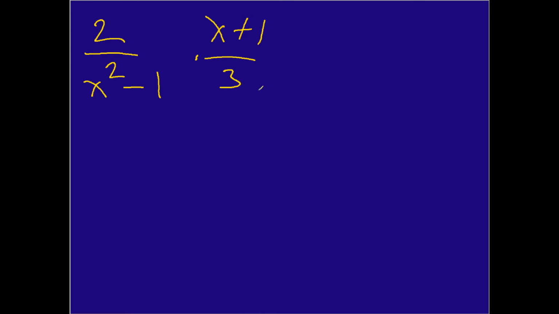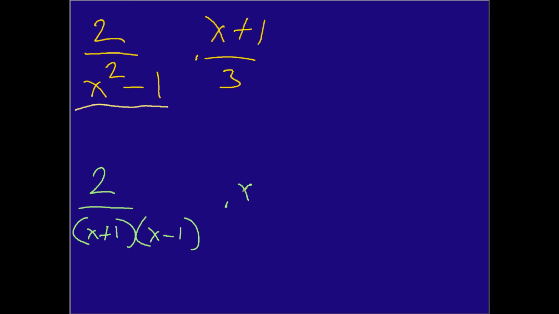Yeah, that's correct. Now, we're going to factor, like I told you before, this one right here and see what we can get. It's just a difference of perfect squares here. It's not that complicated. We end up with the following. We end up with 2 over x plus 1, x minus 1, multiplied by x plus 1 over 3.